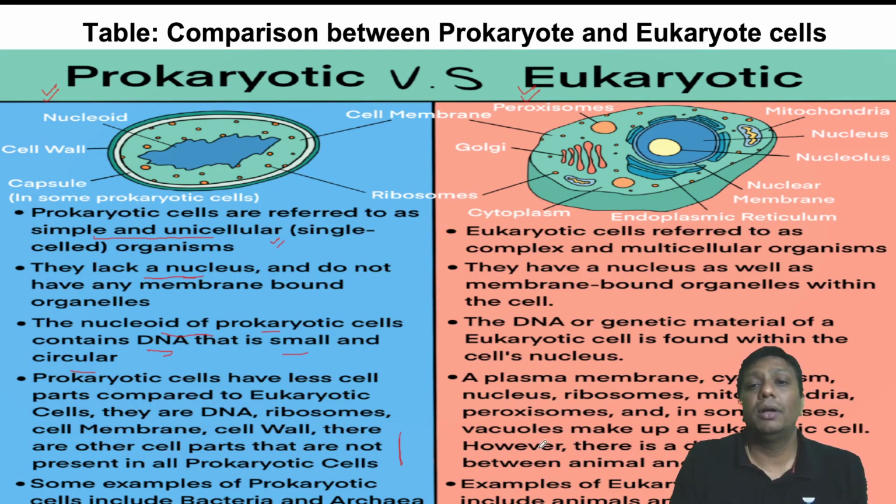Eukaryotes refer to complex and multicellular organisms. As you know, plants and animals have complex and multicellular bodies. They have a well developed nucleus. DNA or genetic material of a eukaryote cell is found within the cell nucleus. Plasma membrane, cytoplasm, nucleus, ribosome, mitochondria, peroxisome and all types of vacuoles make up the eukaryote cell. The animal and plants are the main examples of eukaryote cells.